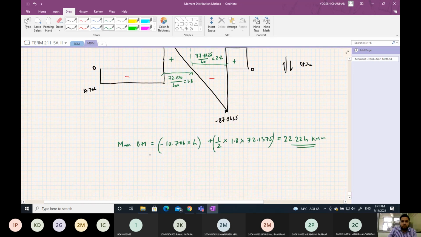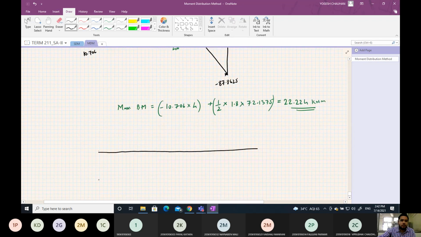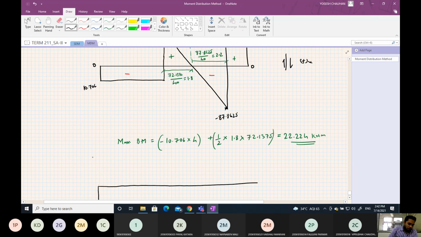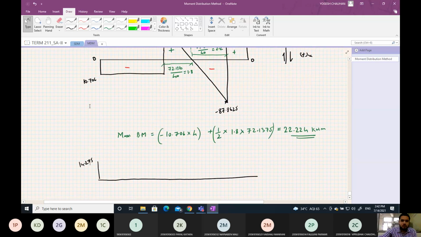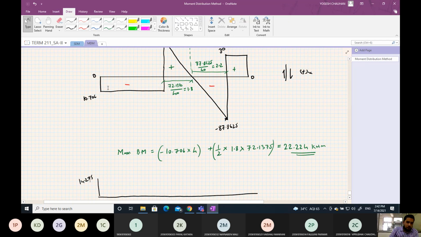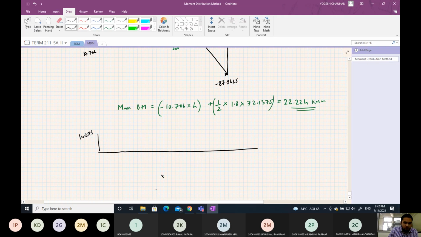Simply you can draw the bending moment diagram from the area under the shear force diagram. The moment here is 14.275 clockwise. Wait a minute, this is a positive value. 14.275 minus the area under this rectangle, that is 10.706 into 4, that is 42.824. So here you are getting a moment of 28.55 minus 28.55, which is as per our calculation the same.